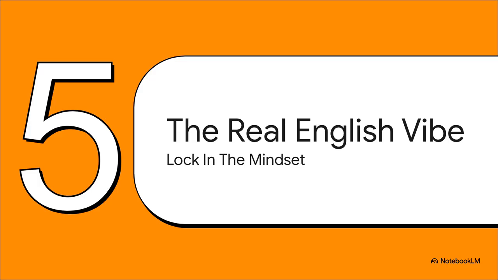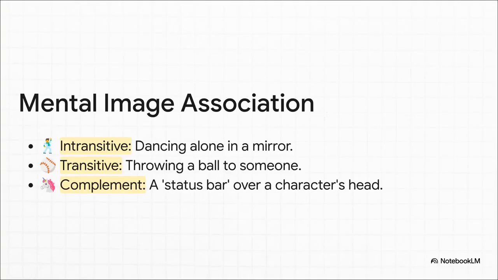Okay, let's wrap this all up. It's time to lock in this new way of thinking so you can really start to feel that true English vibe in every sentence. And to make sure this stuff really sticks in your brain, let's create some mental pictures. For an intransitive verb, picture someone dancing all by themselves in front of a mirror. All that energy stays with them. For a transitive verb, think about throwing a ball to someone. The energy leaves you and goes to a target. And a complement? Just imagine a little status bar floating over a video game character's head.